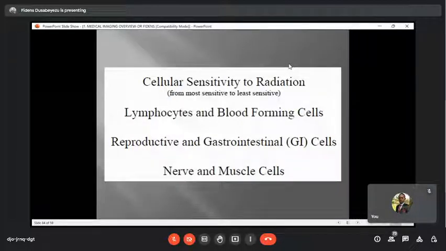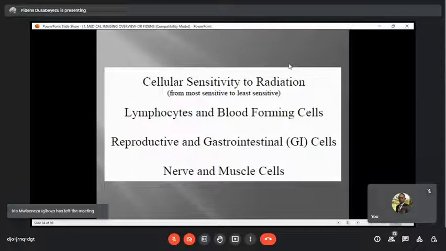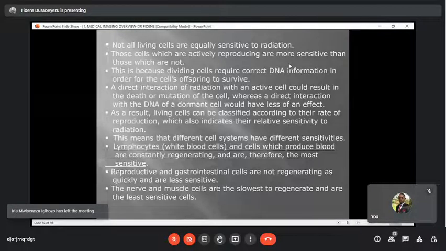Nerves are stuck in interphase, so they don't have a high mitotic rate like those blood forming cells. Exactly. Very good. That's good. Any question?